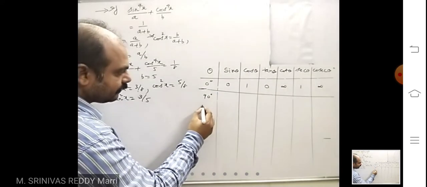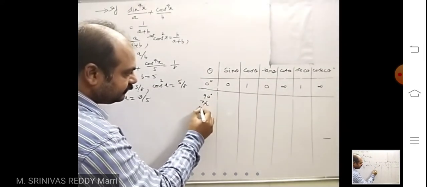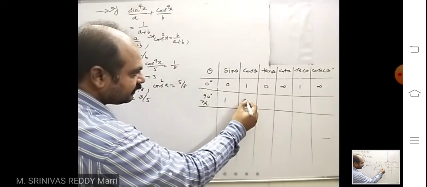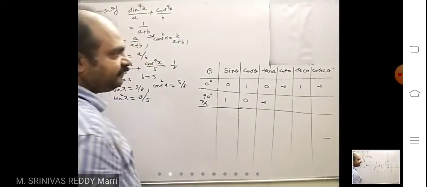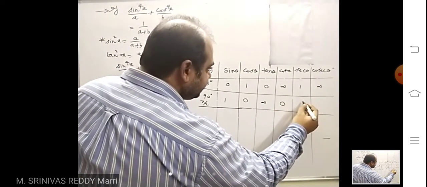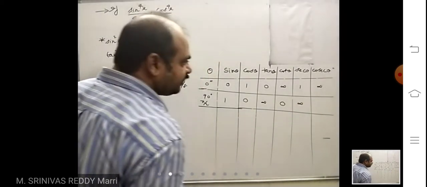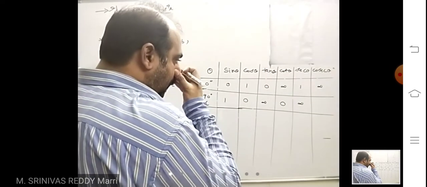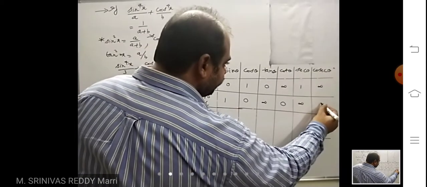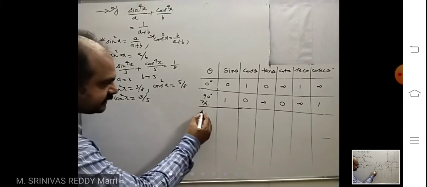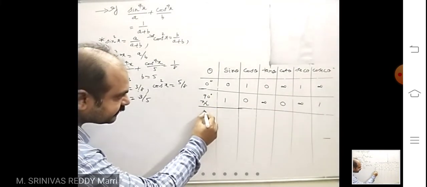So next 90 degree. In radians, 90 degree means what? Pi by 2. So sine 90 is 1, cos 90 is 0. Tan 90 means 1 by 0, infinity. Cot 90 means 0 by 1, 0. Secant 90, 1 by cos 0. In the denominator 0 means infinite. Cosecant 90, that means 1 divided by 1, 1. Like that. Right? So 0, 90 done.